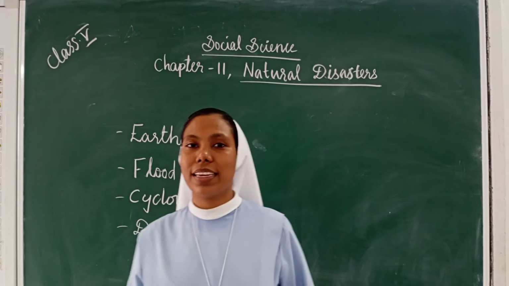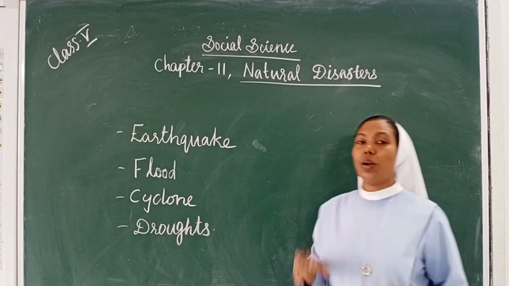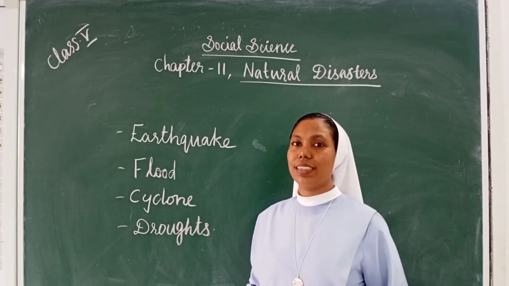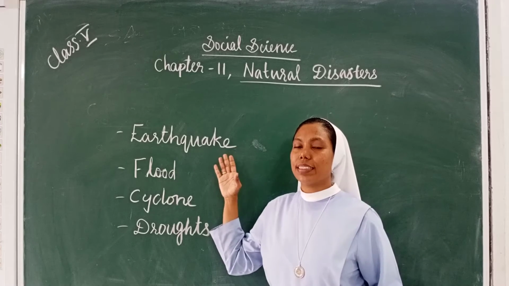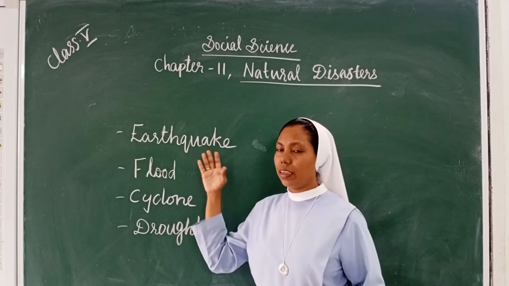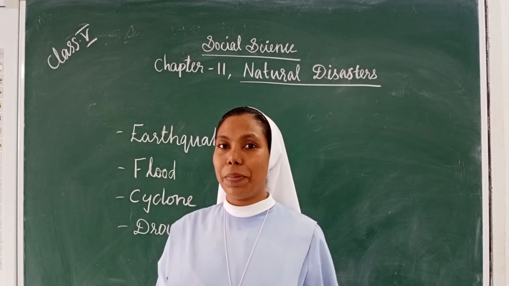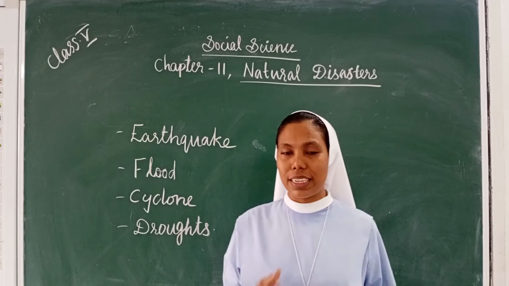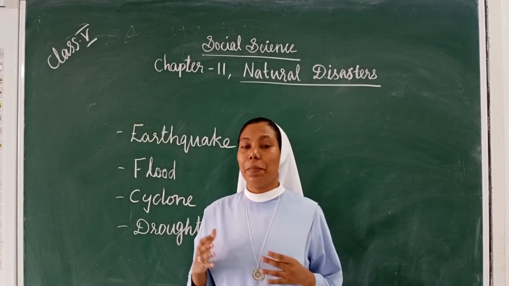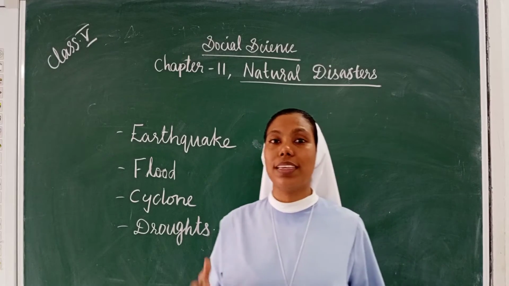Dear students, today let us continue chapter 11, Natural Disasters. Already in the previous class we started this chapter and we discussed natural disasters, and we have seen the earthquake. What is the earthquake? The earthquake is a sudden vibration or shaking of the earth's surface, and it costs people's lives, property and the environment. It is called the earthquake.